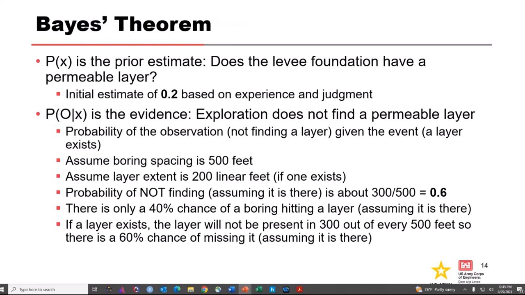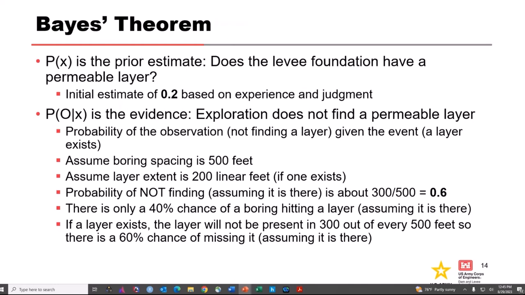Just some made-up numbers here just to show you how conceptually it plays out. So let's assume that we drilled borings at a spacing of 500 feet. Let's assume we think that if there is a permeable layer in the foundation, it's going to be roughly 200 feet in extent. So in this simplified example, we can actually explicitly estimate this probability for the evidence.